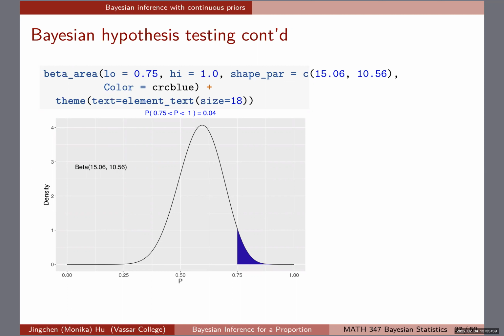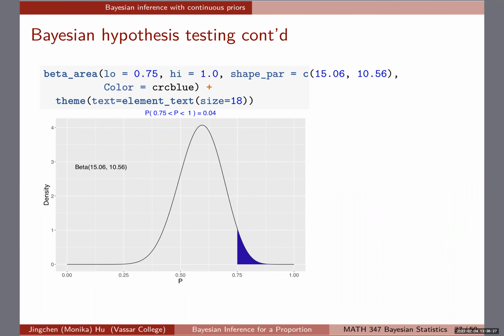So we're pretty much just trying to find the area under the curve of this beta distribution that is between 75% and 100%. The shape_par argument is where we need to supply the values of the posterior shape parameters. So following that example, we have 15.06 and 10.56. And then the last argument, color, you can choose whatever you use, and I was using this particular blue color.